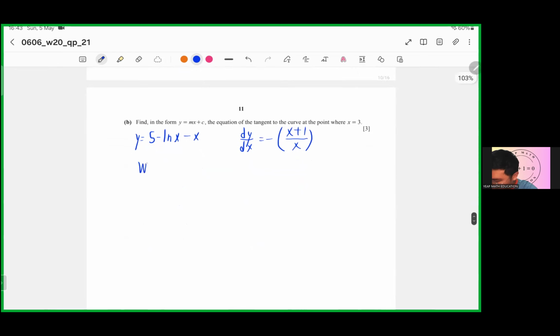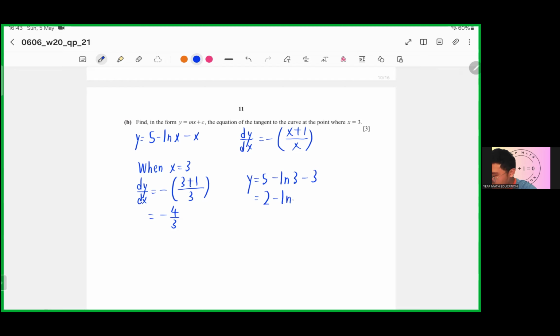Okay, when x equals 3, dy/dx equals minus (3 plus 1) over 3. So we will get negative 4 over 3. And then we find the y coordinate: 5 minus ln 3 minus 3. So we will get 2 minus ln 3.